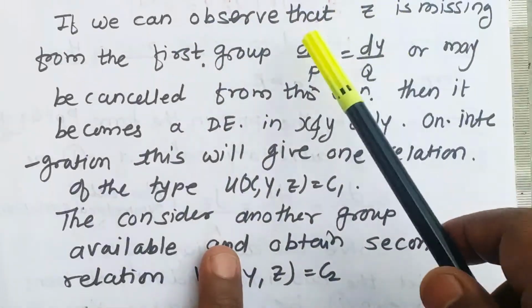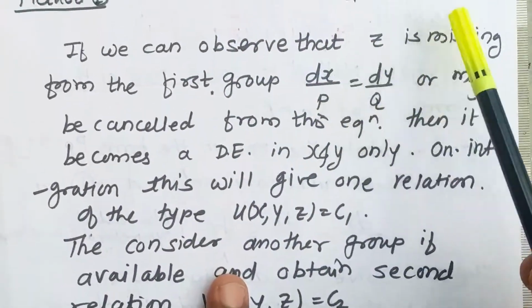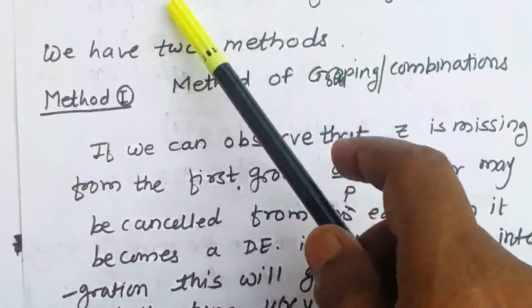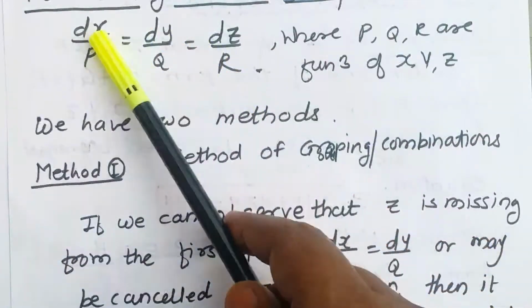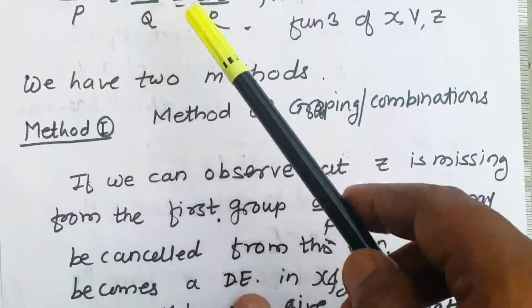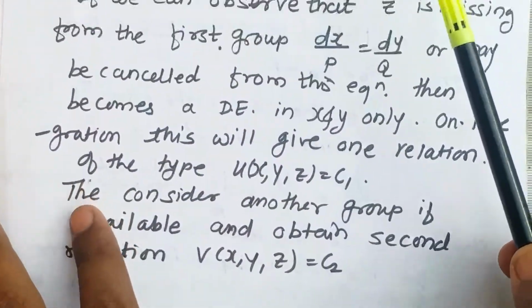Okay, so this is how you can obtain it by combination of two ratios. Means we are combining two ratios. Okay, three ratios are equal. Out of that, two we are considering. Means we are making a group of two out of three. Fine. And such a group will give us one relation of the solution.